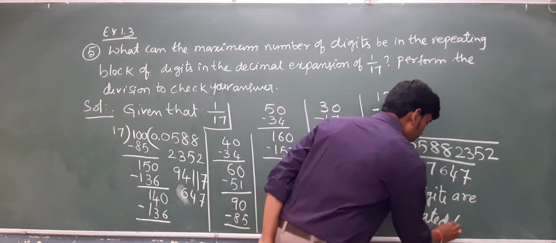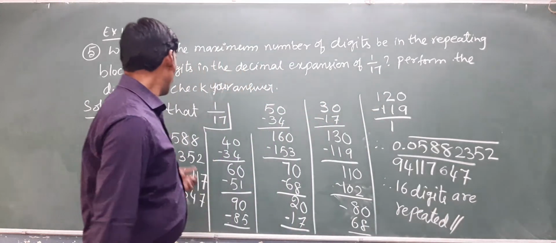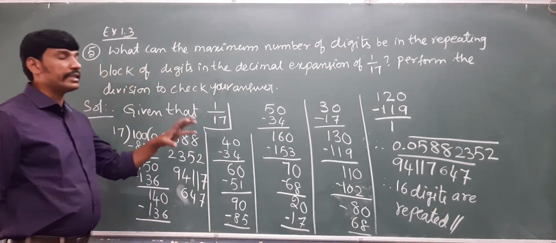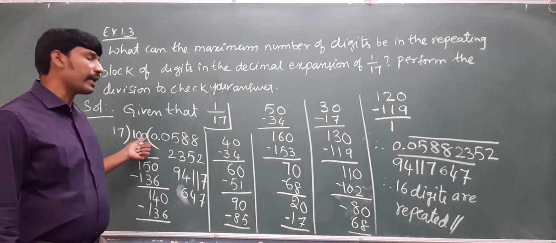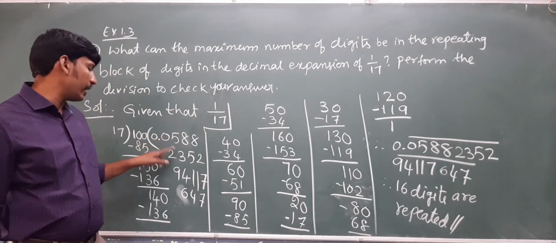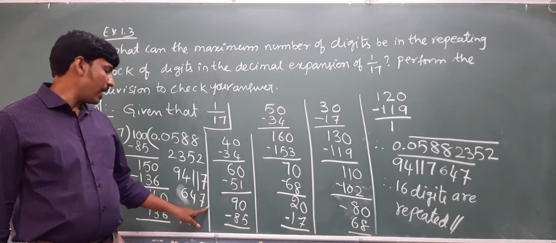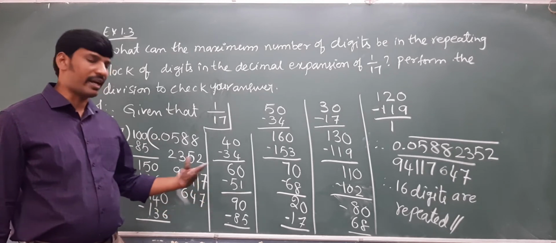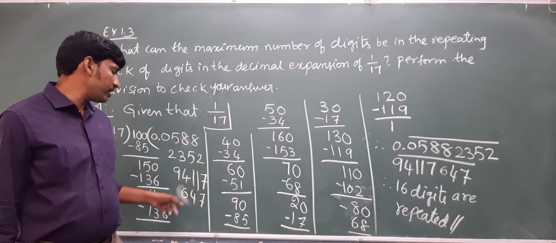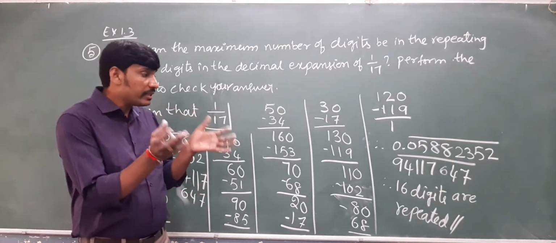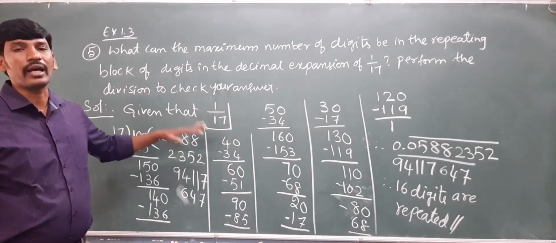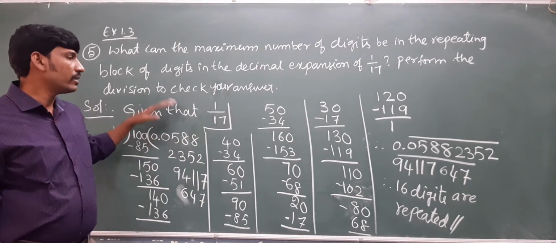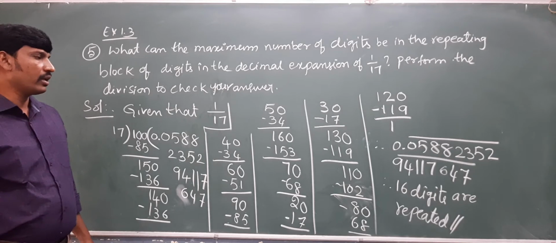Clear, my dears? So this is the process. When you divide 1 by 17, after 16 digits the process starts again with 100. That means 0 will start again here. After 7 you get 0, again 0 5 8 8 2 3 5 2 9 4 1 1 7 6 4 7. So after 16 digits the repetition begins; this is a non-terminating recurring decimal number. This you need to do in your class.